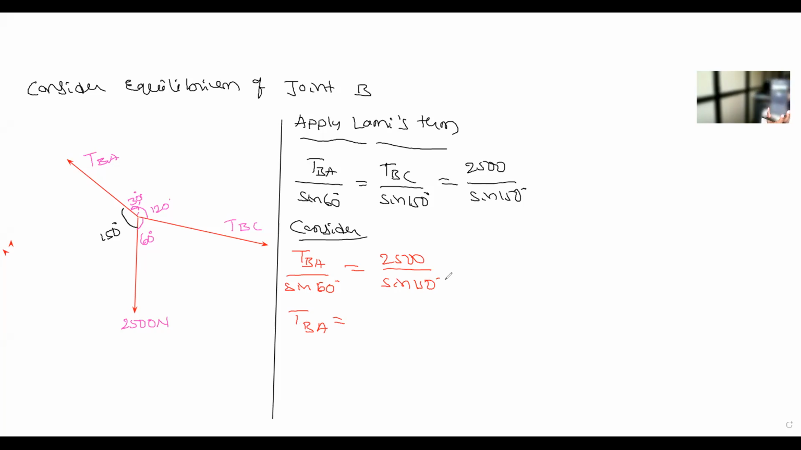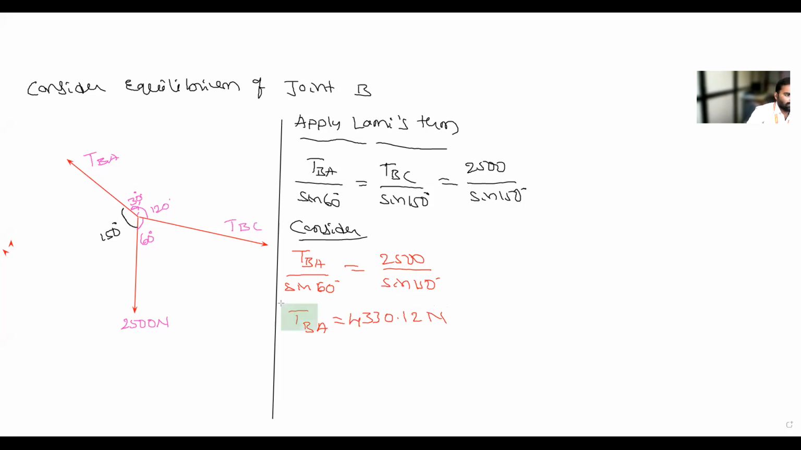4330.12. This is the scientific calculator. Tension in member BA, how much is it? 4330.12 Newton. Is it correct? Yes, sir.